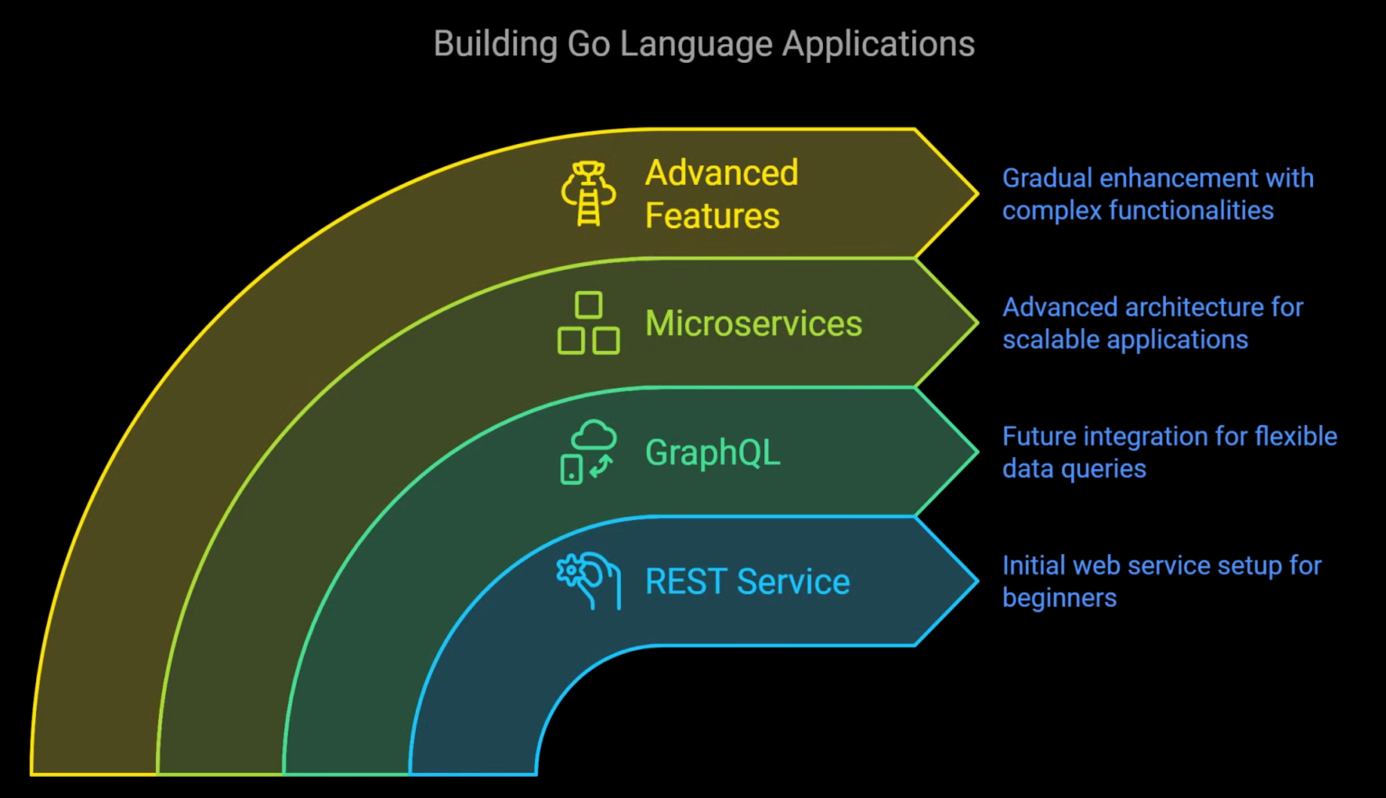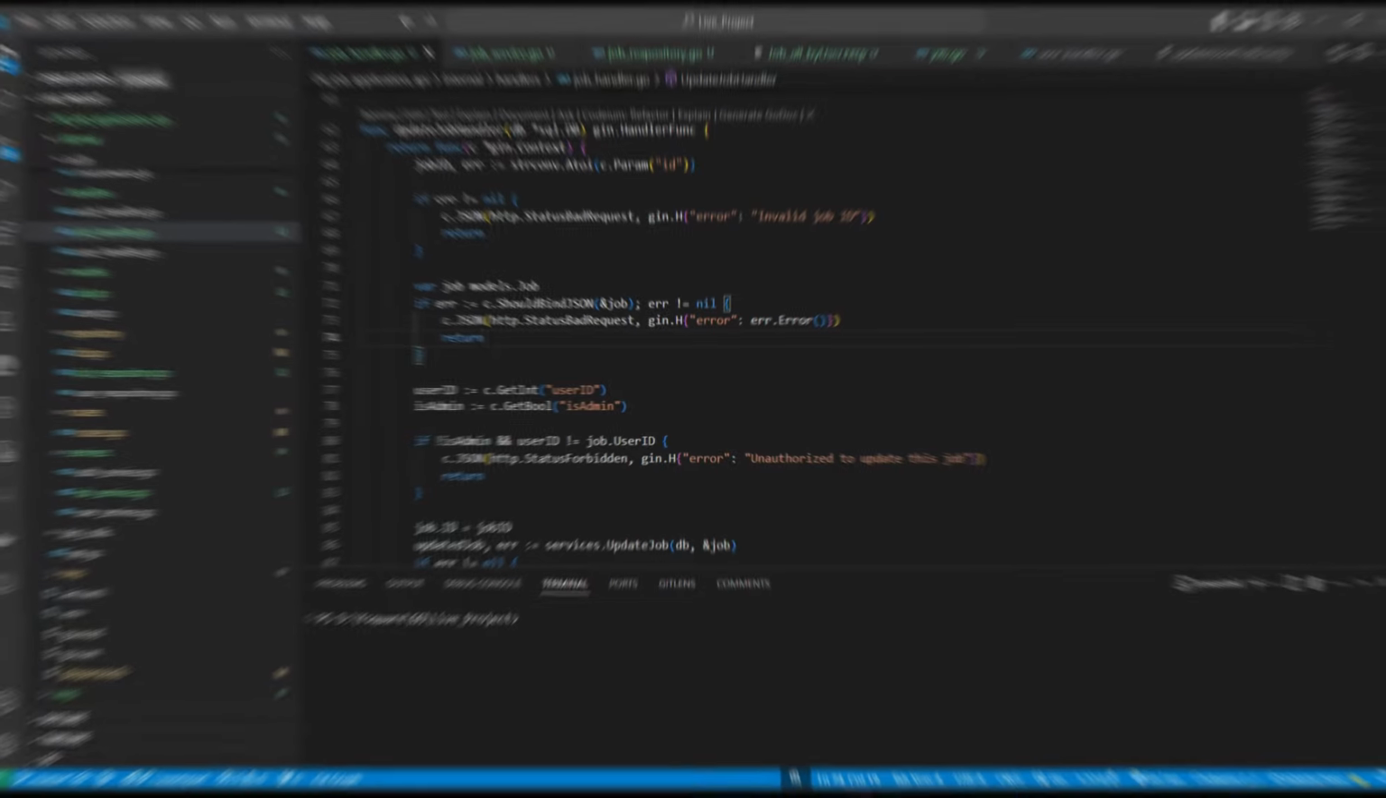Right now we are making the REST service. In the future we will make GraphQL or microservices also in a very simple way, so that a beginner, whoever is just starting to learn the Go language, can understand how to make an application. Slowly we will add some little advanced features also. So let's start the coding part of it.